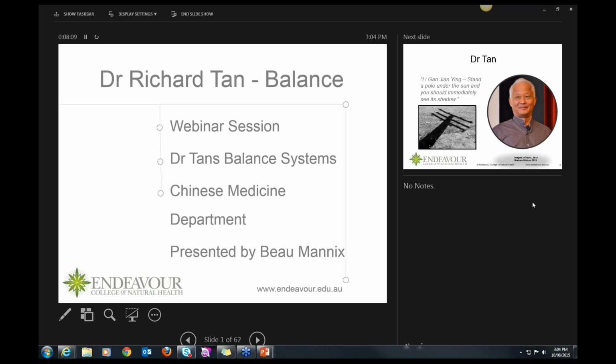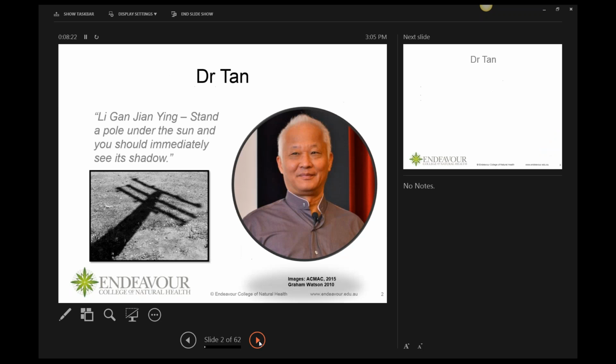Dr. Tan developed some of these systems, and what you can see on the screen is a quote from him that says, "Li Gan Jian Yin," which means you stand a pole under the sun and immediately you should see the shadow. His view is that as soon as the needles go in, you should start to see a result, whatever that result is, but a change in the condition is usually what you're looking for.